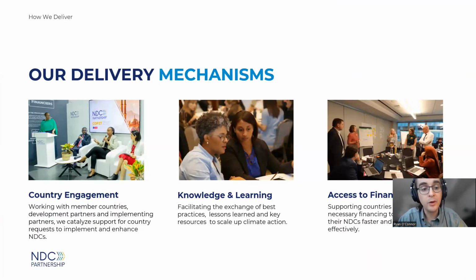We work through three primary delivery mechanisms: country engagement, which is working with our member countries, development partners, and implementing partners to catalyze support for country requests and implement and enhance NDCs. Our knowledge and learning delivery mechanism, which is what we'll be focusing on today, is the facilitation and exchange of best practices and lessons learned, as well as supporting countries in accessing finance for implementing NDC priorities.